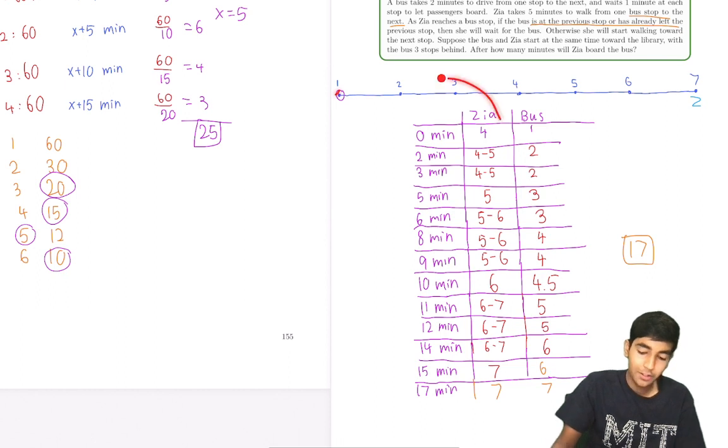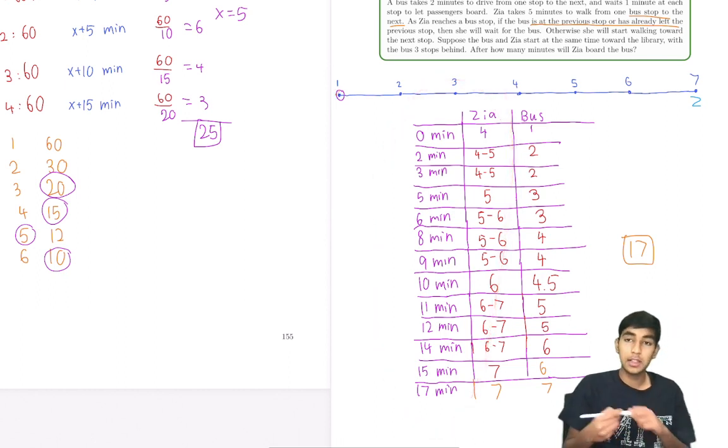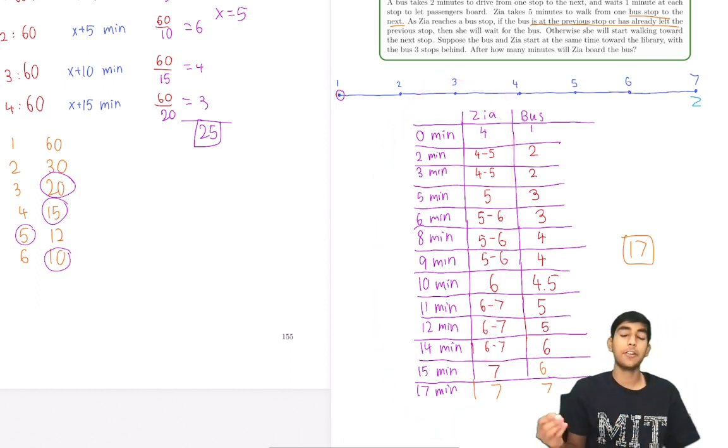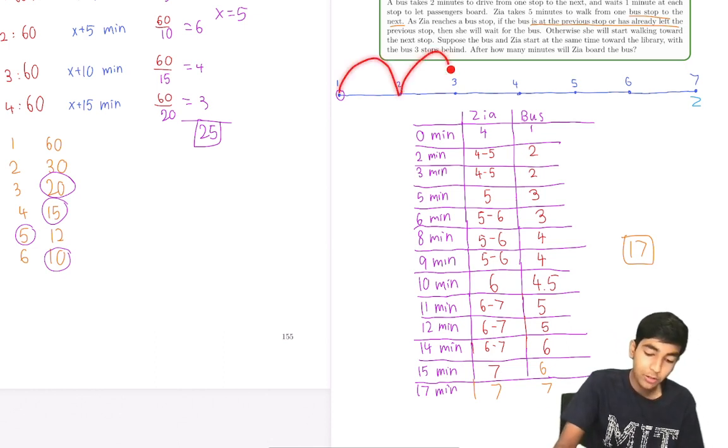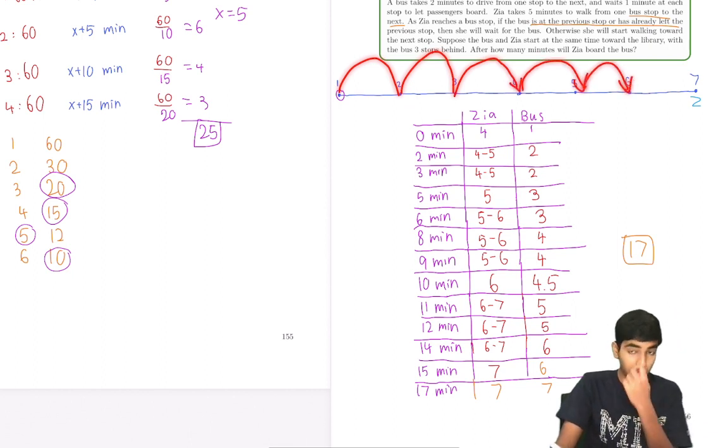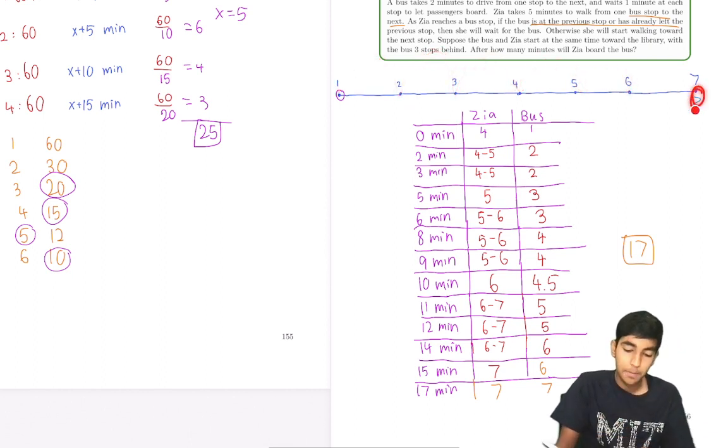So the key idea for this problem was to just take it piece by piece, and you didn't have to write all this table like I did. I just did it just to be clear and make it hopefully easier to understand. But the key idea is you just have to realize when the bus will be close to Zia. And then when the bus is indeed close to Zia, then you know Zia will stop. And then you just take it piece by piece until the bus is within 1 of Zia.